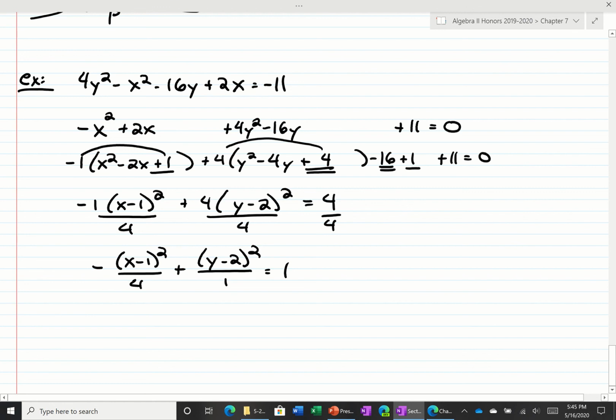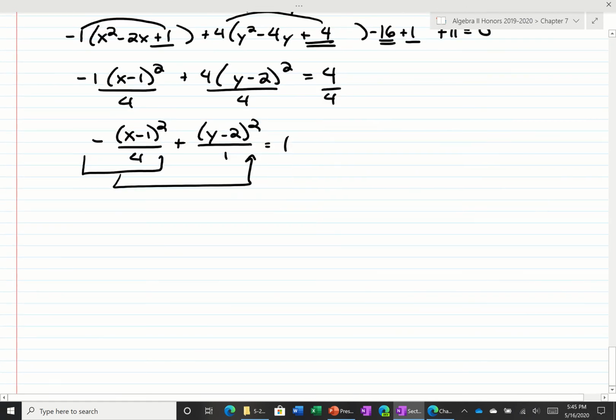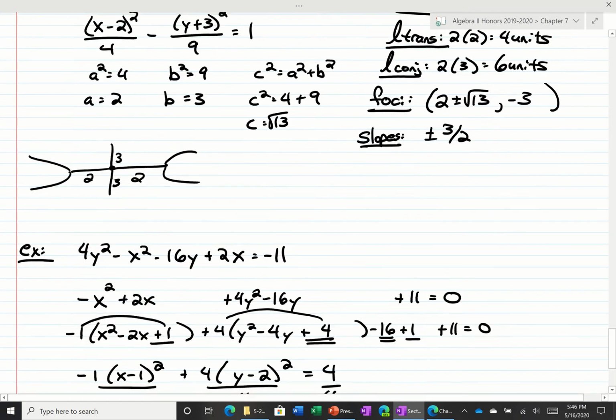We know that a hyperbola should have a negative in the middle. So I'm just going to take this and put it behind this term. So really our actual equation would look like this. Y minus 2 squared over 1 minus x minus 1 squared over 4 is equal to 1. So now everything looks good. And let's find the same things we had before.